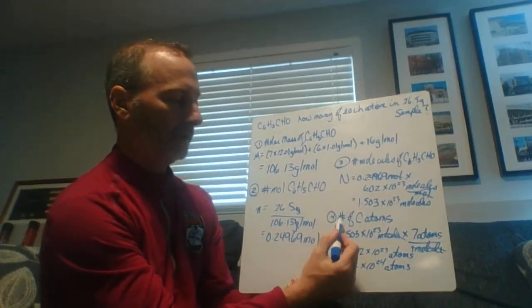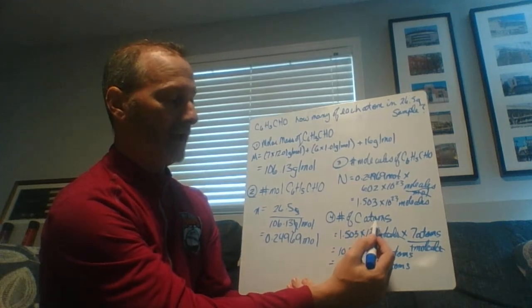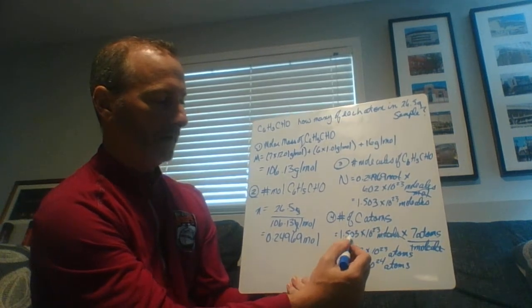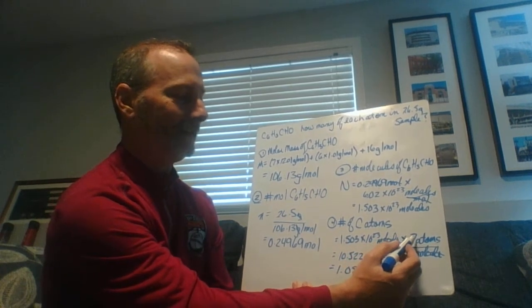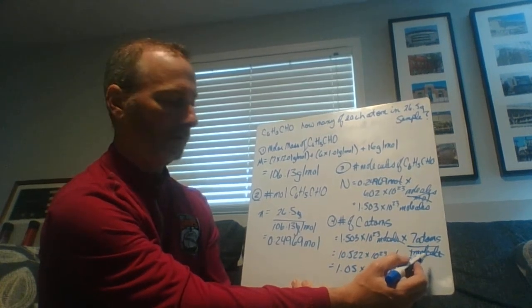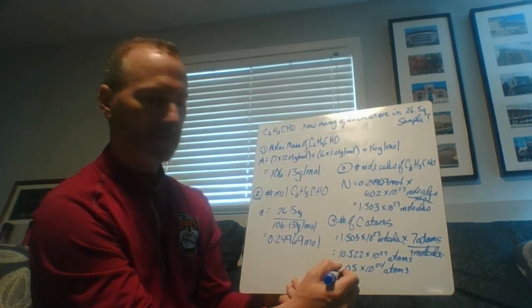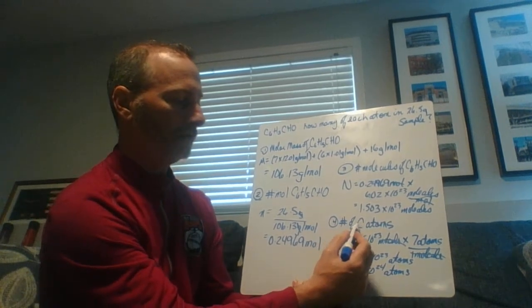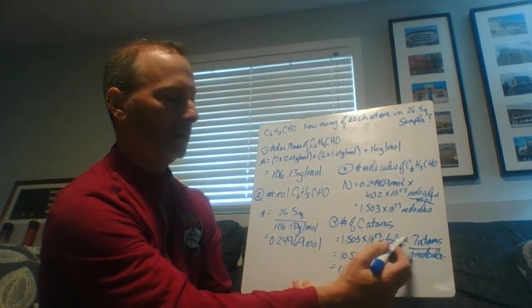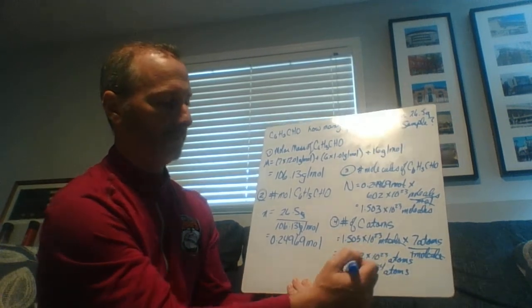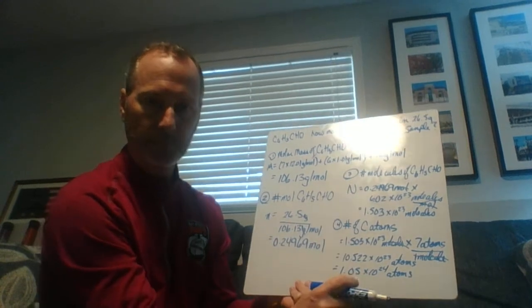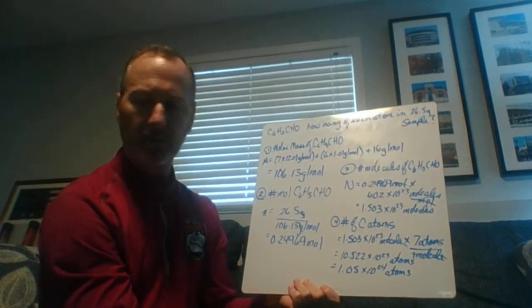Okay, so it wouldn't be done yet, but I'm out of whiteboard space, so I'll just explain it. Step 5 would be number of hydrogen atoms. So again, it'd be 1.503 times 10 to the 23rd molecules times 6 atoms per molecule. Get that answer. And the last one would be number of oxygen atoms, 1.503 times 1 per molecule. So it'd be 1.503 times 10 to the 23rd atoms. Okay, hopefully that makes sense.